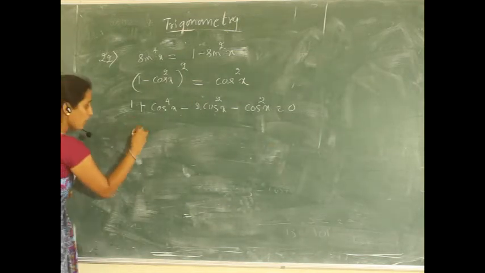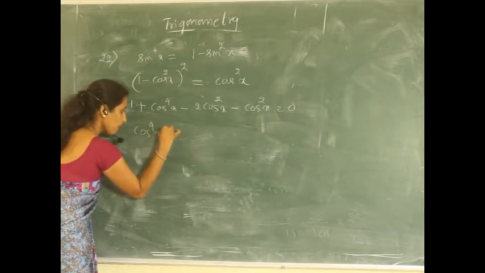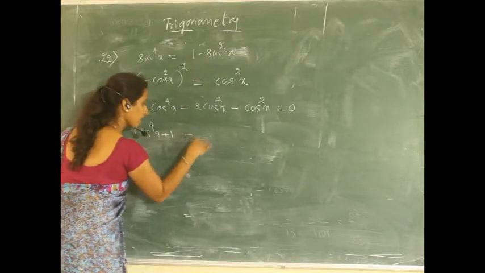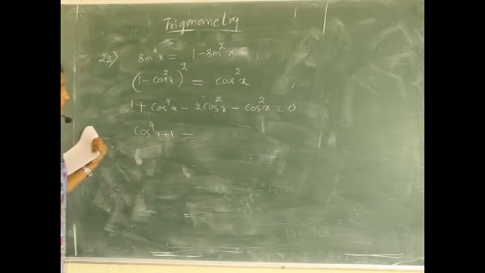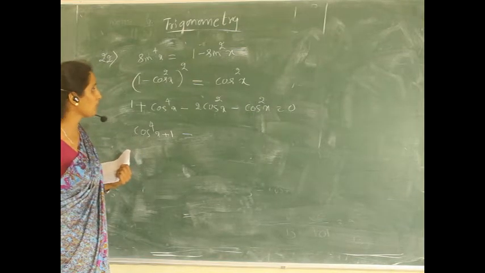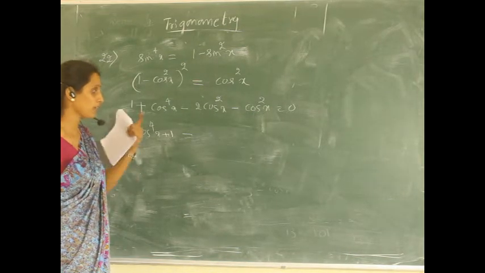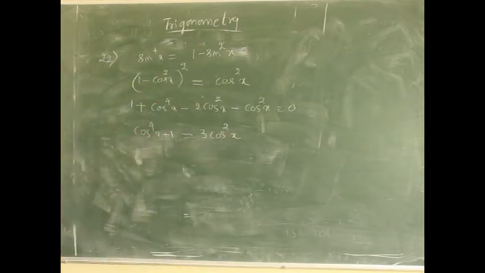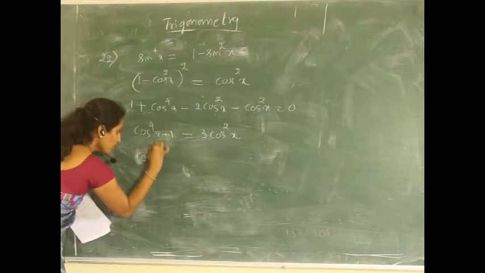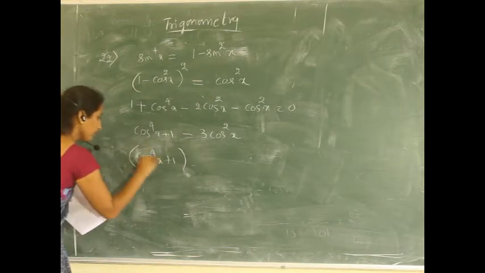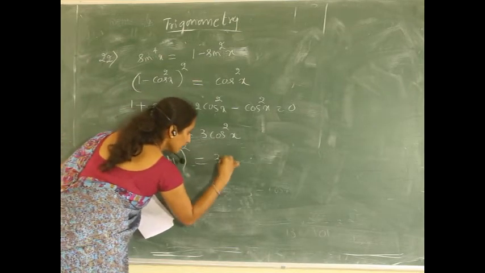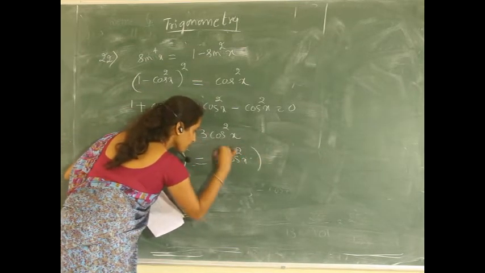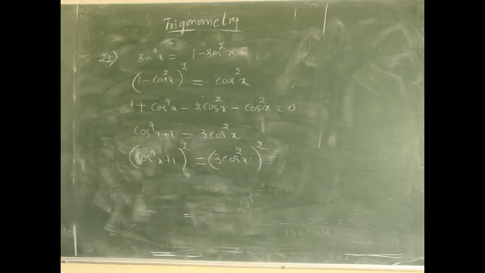Then this will be cos power 4x plus 1, and now we are getting minus 2 cos square x minus cos square x. So that becomes minus 3 cos square x. When I take it to that side, that becomes 3 cos square x. Again we want cos power 8x, so I'll square both the sides. So we are getting cos power 4x plus 1 whole square is equal to 3 cos square x whole square.